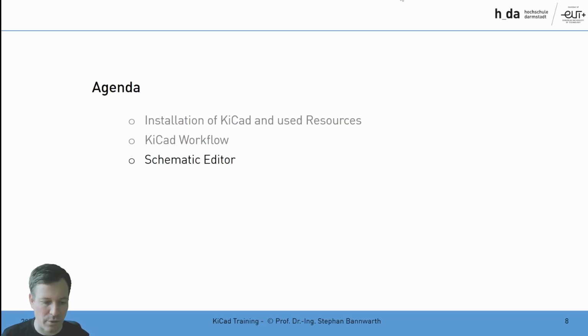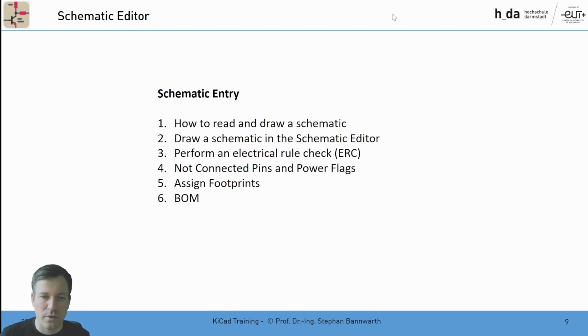Now let's talk about how to enter the schematic into KiCad. In order to do so, we have to do the following steps. First, how to read and draw a schematic. I will talk about the agreements, how you have to draw a schematic so that other persons can read it. Second step, draw a schematic in Schematic Editor. Here we'll show you how you add the symbols in the Schematic Editor and wire them up. Third step, we will perform an electrical rule check, ERC check. Here we check if KiCad has all information needed to go to the next step, the PCB layouting.